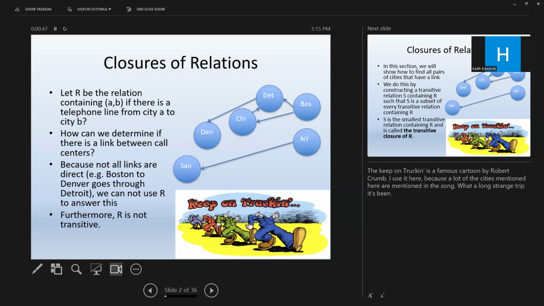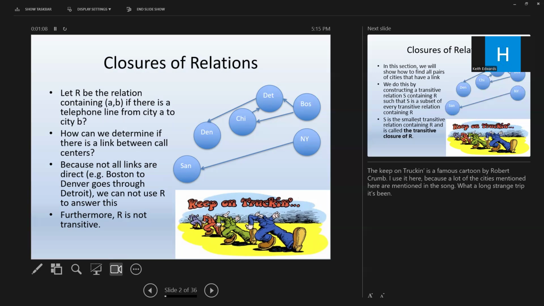So we'll start out with a not such an interesting question, but imagine that we have connections between the various cities, and I put the Robert Crumb cartoon "Keep on Truckin'" here because the cities mentioned here are the same ones that are mentioned in the song, and probably at this point in the semester you're thinking, "Now, what a long, strange trip it's been," and indeed it has.